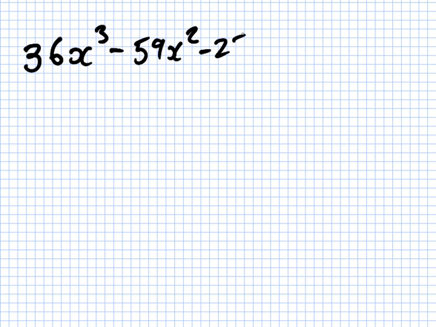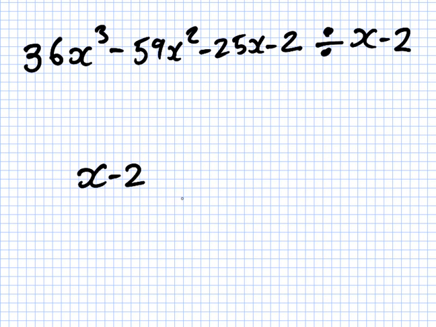It's the best way. So for example, you want to do 36x cubed minus 59x squared minus 25x minus 2, divided by x minus 2. So how do we do this? By long division. Now I know there's a couple of ways you can do it, and maybe the way I'm doing it is not the way you learned in high school. So I'm just going to show you the way I learned and the way I like it.